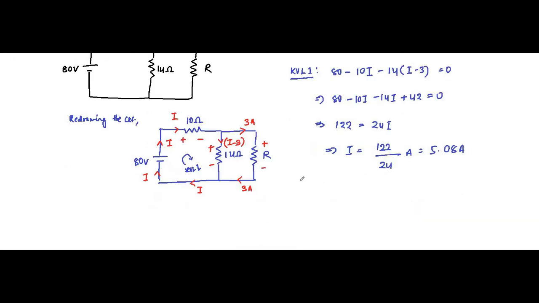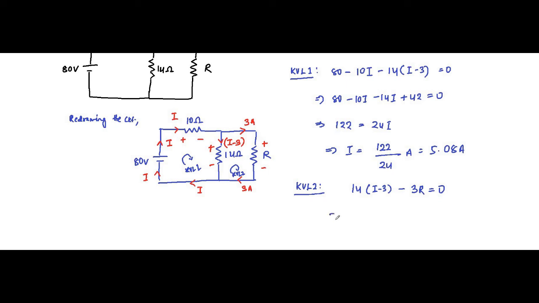Now we have to apply KVL in this second loop, KVL 2. So here it is 14 into (I minus 3), because we are going from negative to positive, the second sign is plus 14 into (I minus 3). I minus 3 is flowing through the 14 ohm. Minus 3R is equal to 0. 3 ampere is flowing through R, plus to minus, second sign is minus, minus 3R is equal to 0.